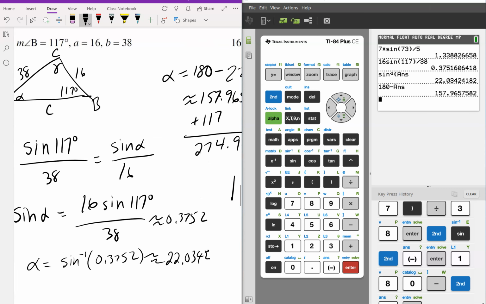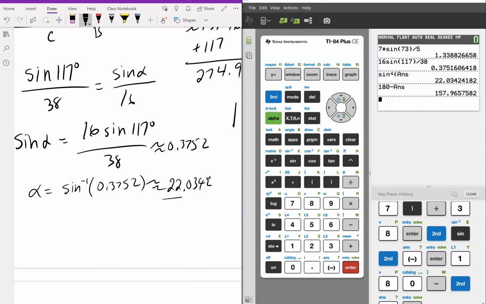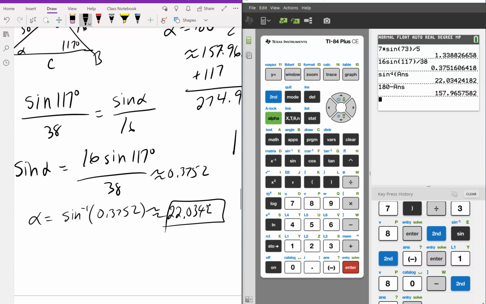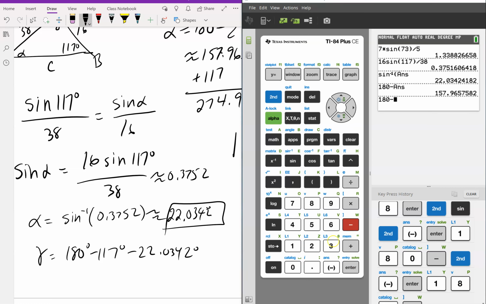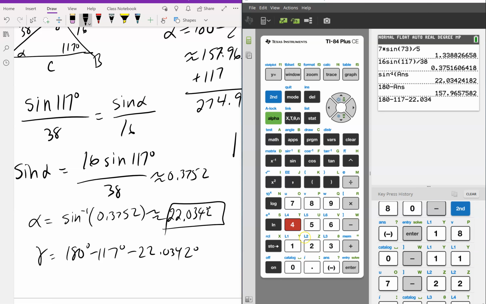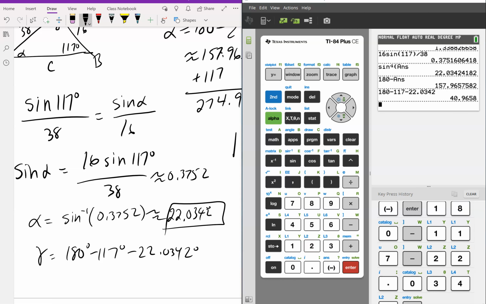All right, so going through the rest of this then, we know that our alpha is 22.0342. That means our gamma has to be 180 minus 117 minus the 22.0342. So in this case, if I do 180 minus 117 minus 22.0342, we get 40.978-ish.